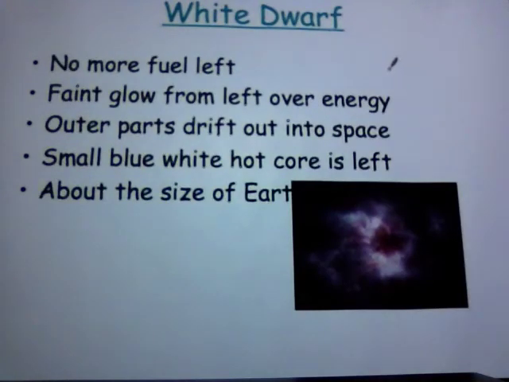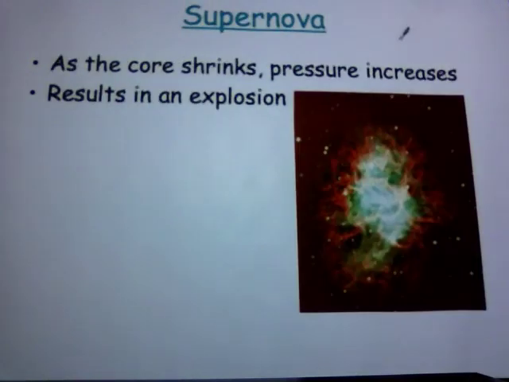If a star were to become a white dwarf, that means there's no more fuel left. There's a faint glow from leftover energy. The outer parts drift out into space, any dust or particles, and a small, hot white core is what's left. It's about the size of Earth. If a star becomes a supernova, the core shrinks, pressure increases, and there's a massive explosion. And this is a picture of a supernova.